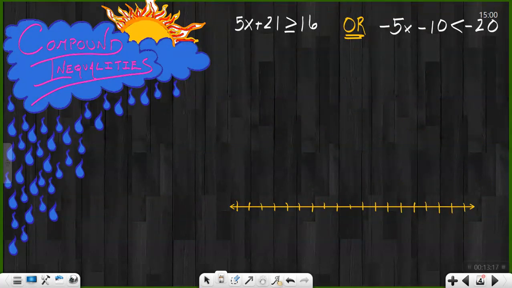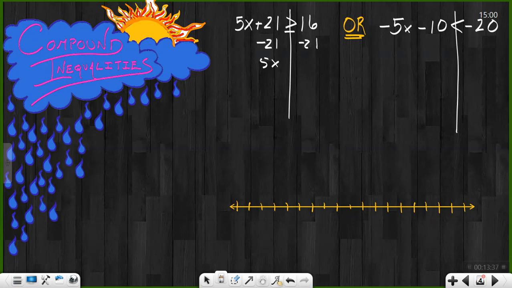All right, take a look at this one here. Solve the inequality: 5x plus 21 is greater than or equal to 16, or negative 5x minus 10 is less than negative 20. When you have two inequalities in a compound inequality, just solve them both. Do each one separately. So here I'm going to subtract 21. Find that 5x is greater than or equal to negative 5.